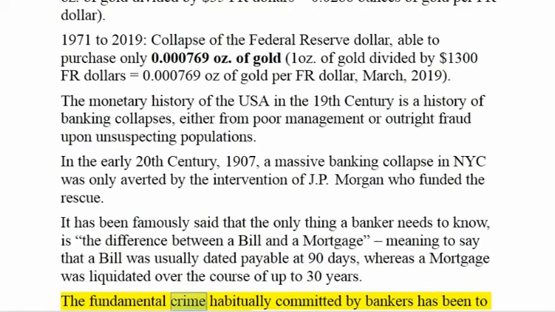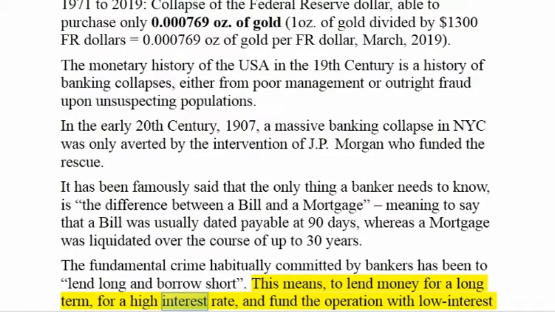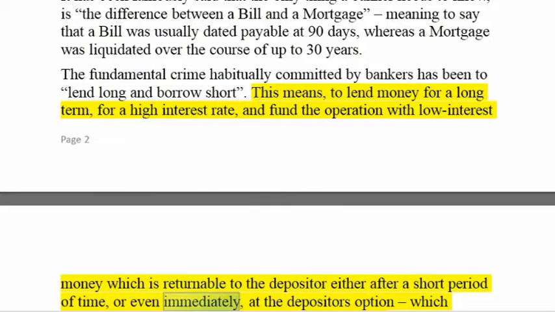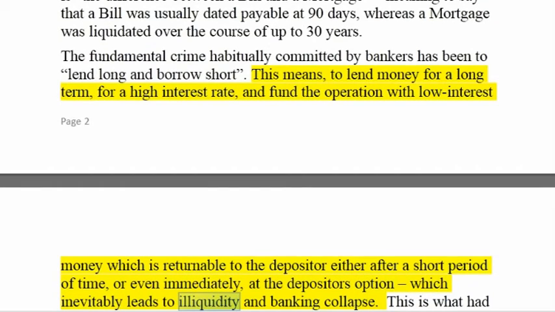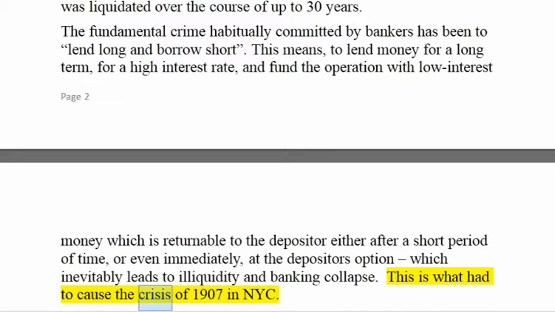The fundamental crime habitually committed by bankers has been to lend long and borrow short. This means, to lend money for a long term, for a high interest rate, and fund the operation with low interest money which is returnable to the depositor either after a short period of time, or even immediately, at the depositor's option, which inevitably leads to illiquidity and banking collapse. This is what had to cause the crisis of 1907 in NYC.